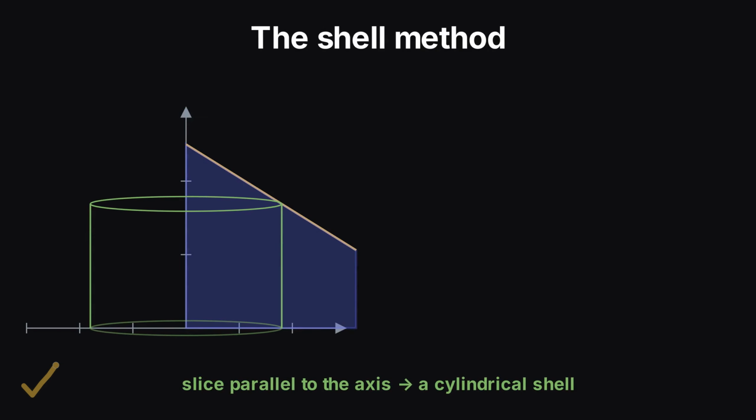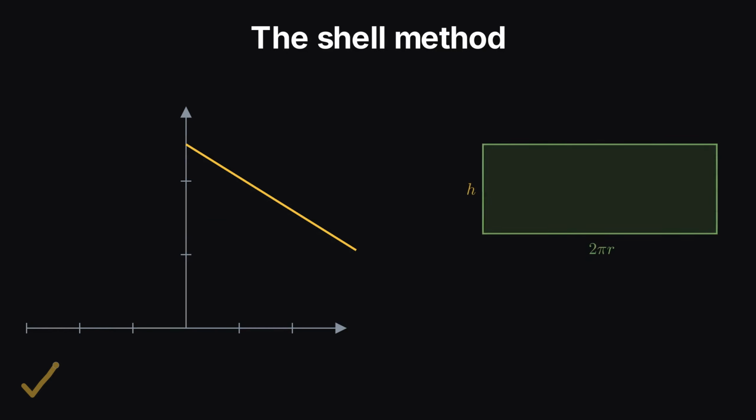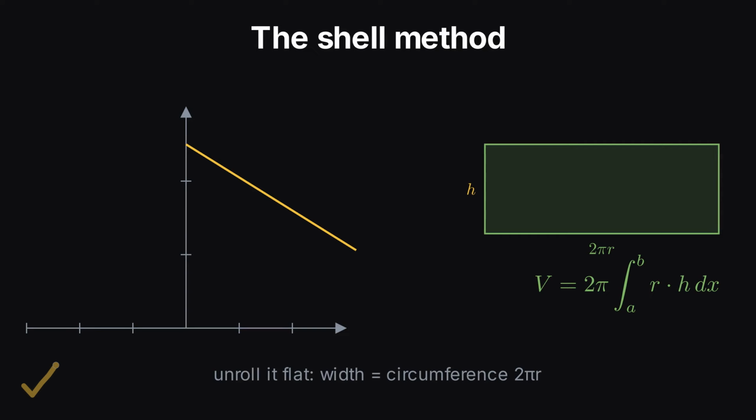There's a third way, the shell method. Instead of slicing across the axis, slice parallel to it and spin. Each rectangle sweeps out a thin cylindrical shell like a tin can with no top and no bottom. Here's the trick: unroll that shell flat. It becomes a thin sheet. Its width is the circumference, 2 pi times the radius, its height is the curve, its thickness is dx. So the volume is 2 pi times the integral of radius times height, dx.